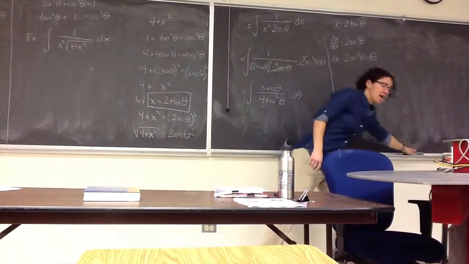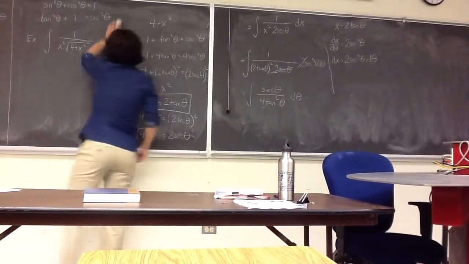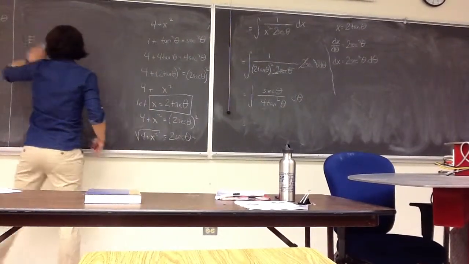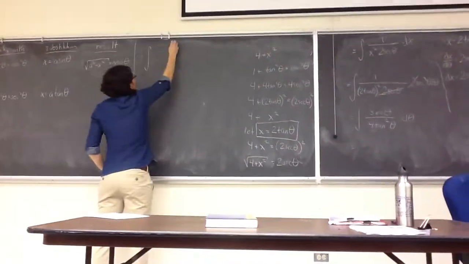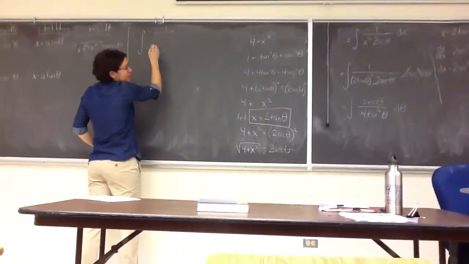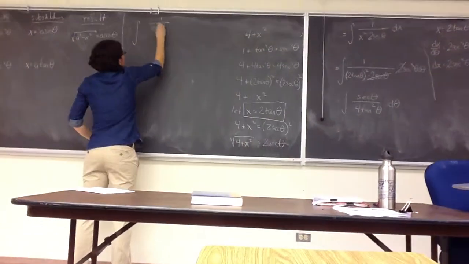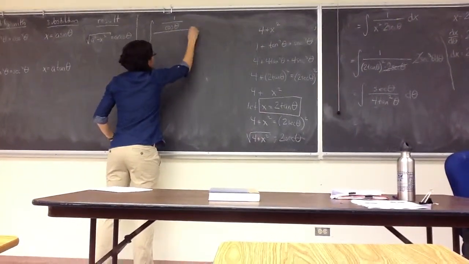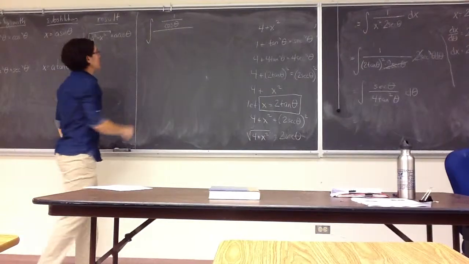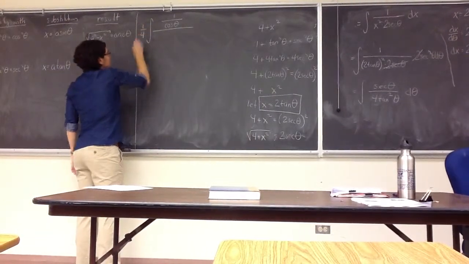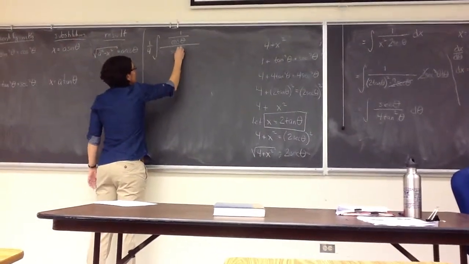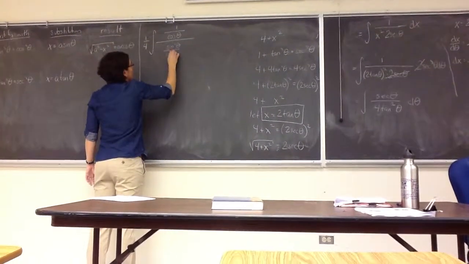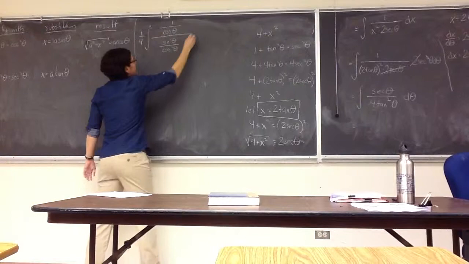So if I'm going to do that, we've got the integral of 1 over, so secant is 1 over cosine of theta. And in the denominator, oh, I can pull that 1/4 out in the front. I'll go ahead and do that. In the denominator, we have sine squared theta over cosine squared theta.